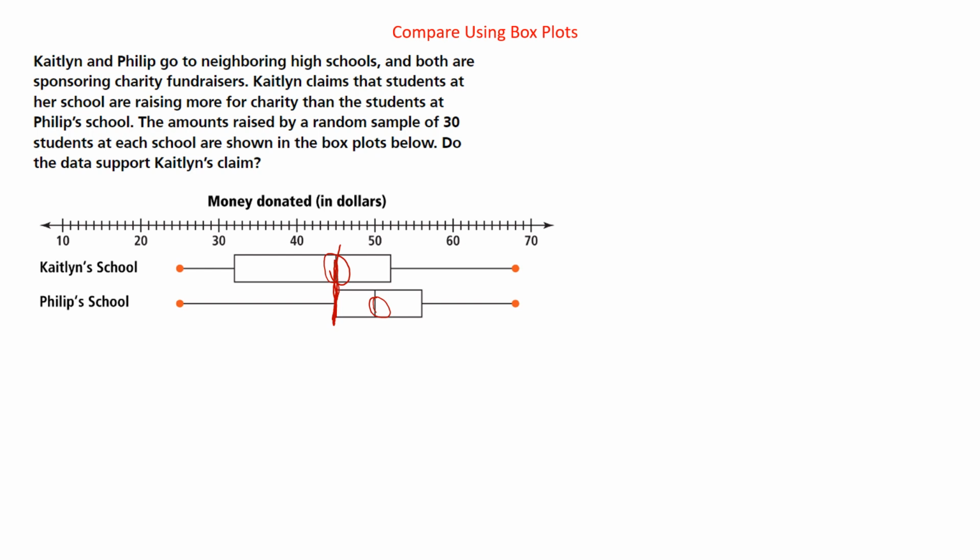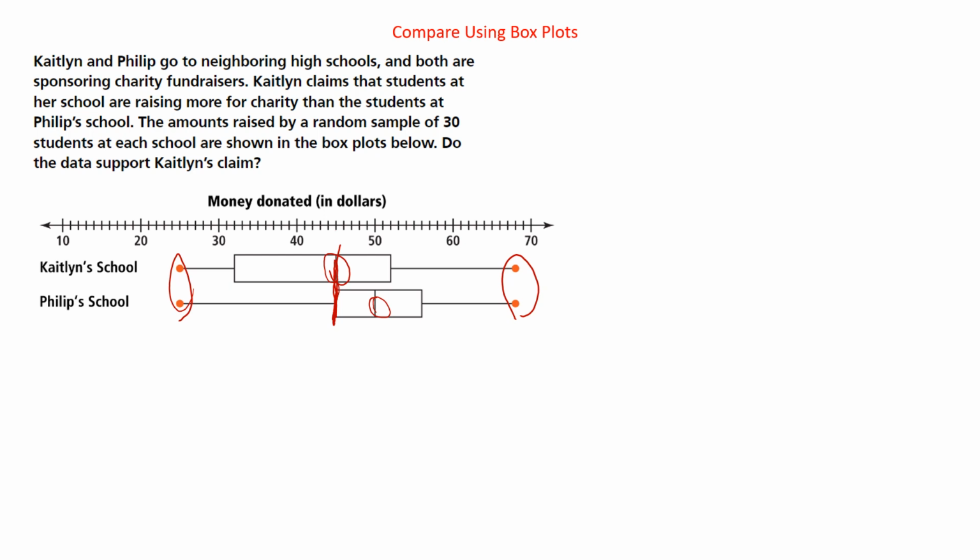They do both have the same minimum and maximum, but we're able to see what the box is doing. In Philip's school, we have only a few people that are below that $45 range. Everyone else is above. Whereas at Caitlin's school, 50% are below and 50% are above, at least of the sample. And so that's just by looking at the box plot. We could look at the numbers.